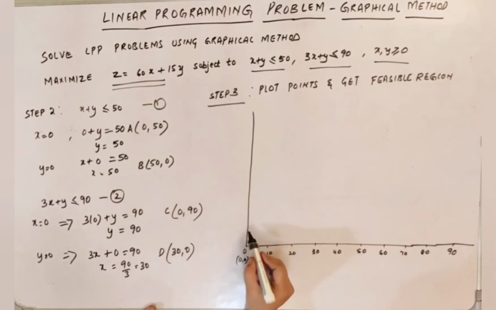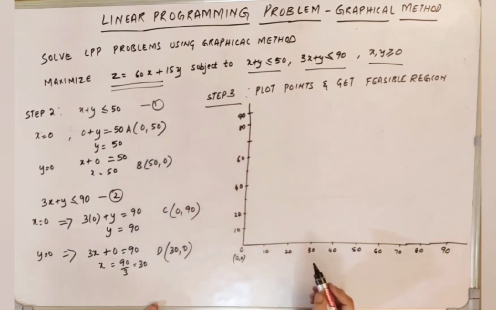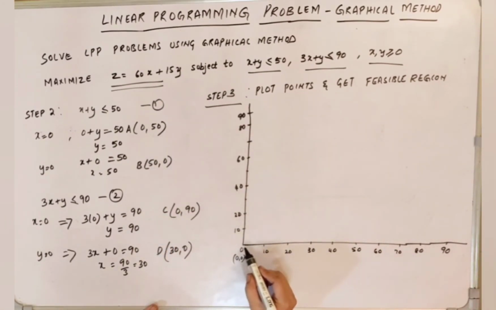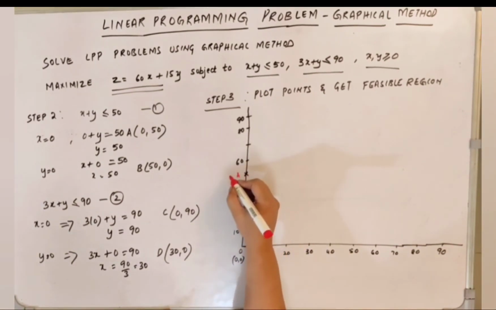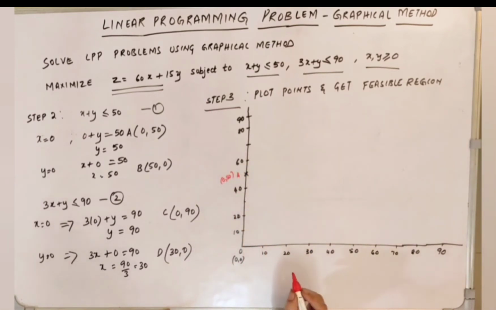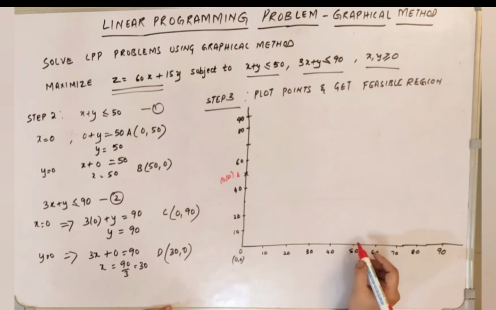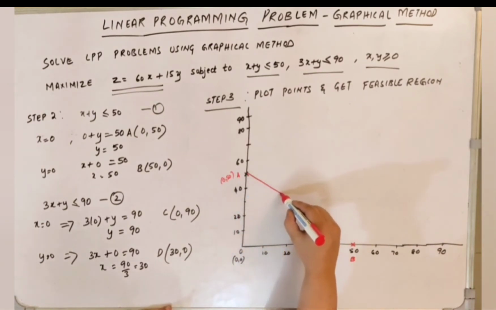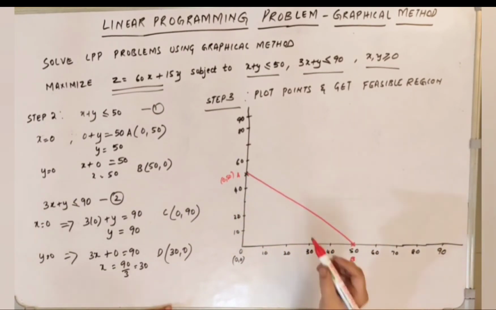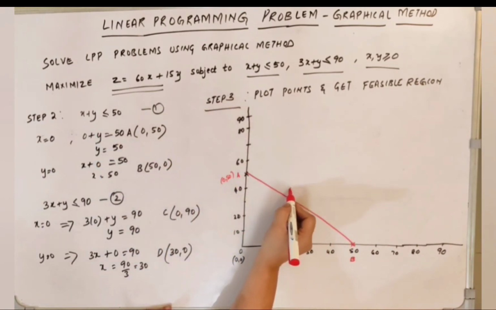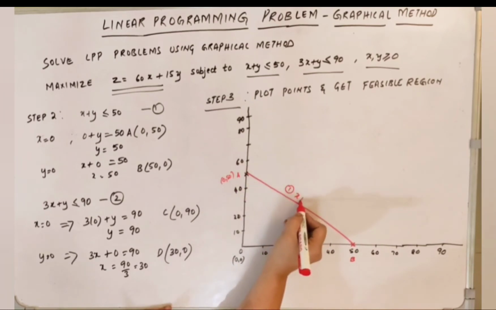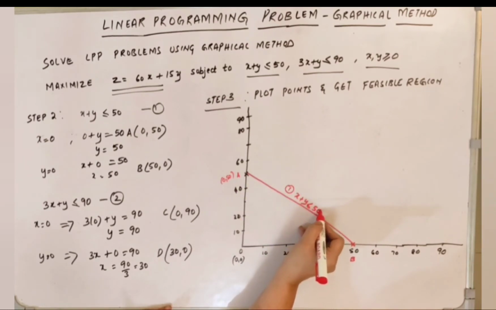Similarly, we can plot over here. Let's take the first point, 0, 50. So x is 0 and y is 50. So this is going to be the point. Let's call this point A, which is 0, 50. And the second point B is 50, 0. So 50 on the x-axis and 0 on the y-axis. So this becomes point B. Now we will have to join these points. So now what does this line represent? It represents this particular constraint number 1, which is x plus y less than or equal to 50.